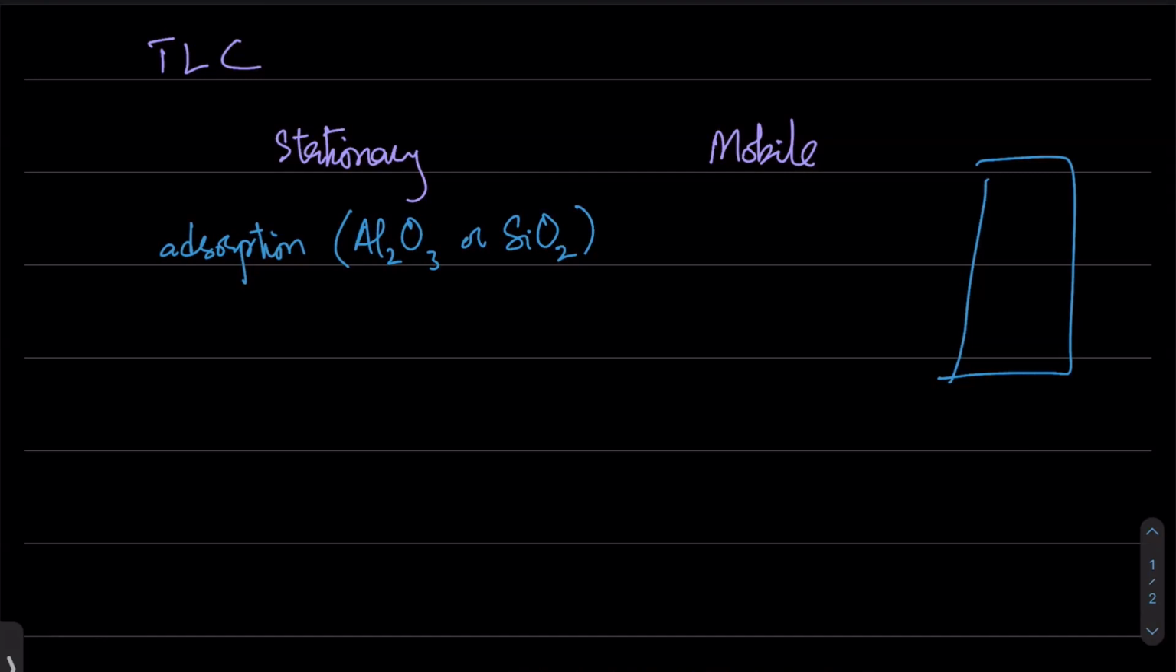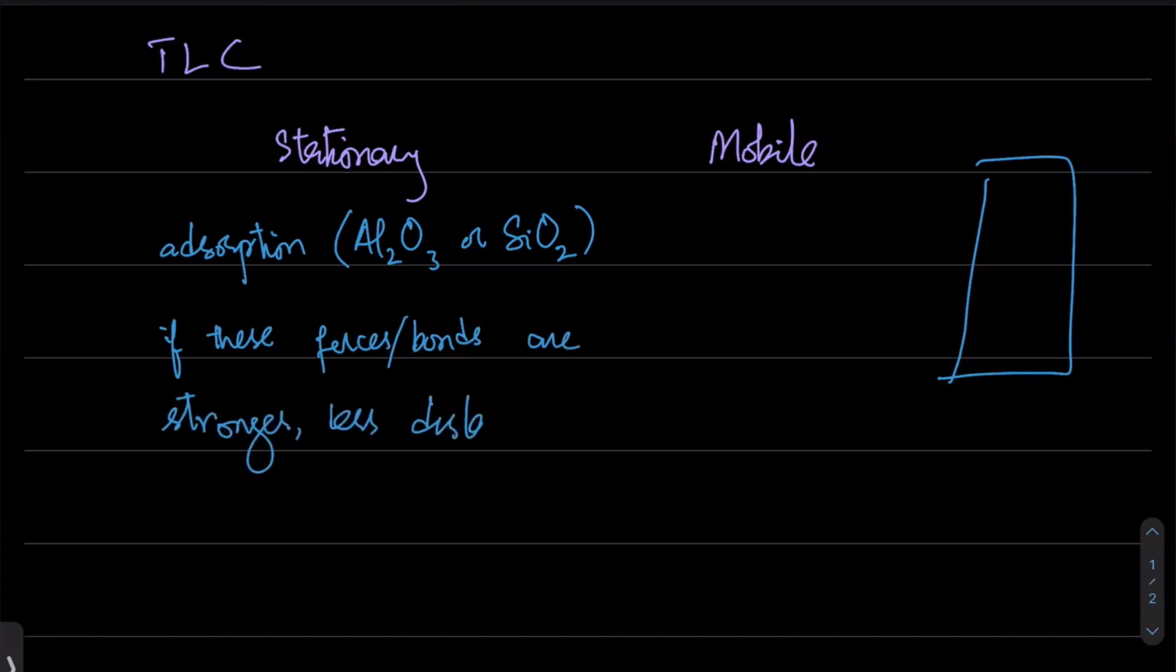So that all depends on how strong the adsorption is. We can say that the substance sticks to the surface, and if it sticks more, then it moves less distance. So if these forces or bonds are stronger, less distance is moved. So this is the part that slows the movement through adsorption.